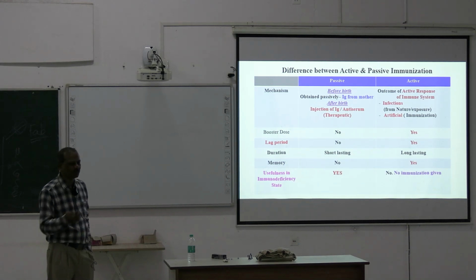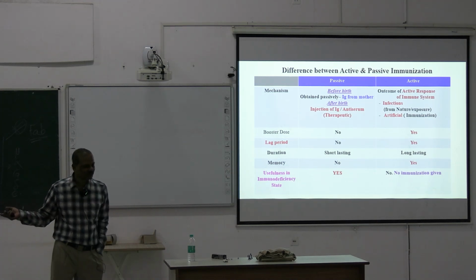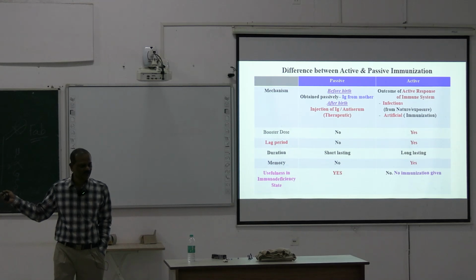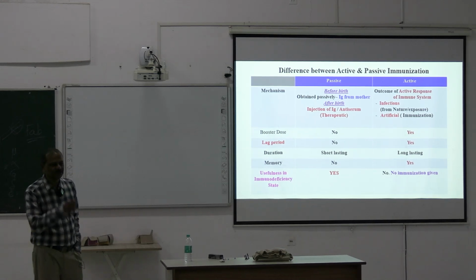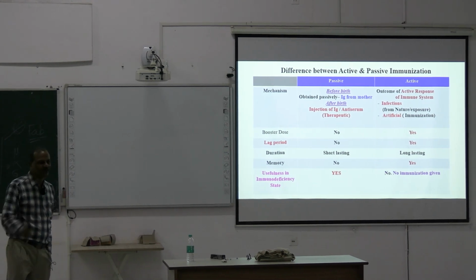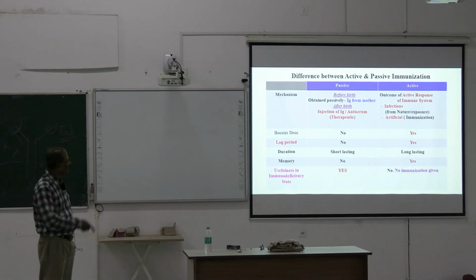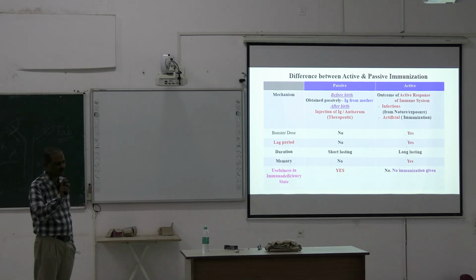Memory: there will be no memory because you are passively given. So there is no creation of memory cells. You understand why I have explained all these things in detail. Clonal expansion, memory cell production. Because now it is easier to understand. Otherwise, this class would have been complete in 15 minutes by showing these three differences. Now, each and every point I hope you understand. So, memory, there is no memory.